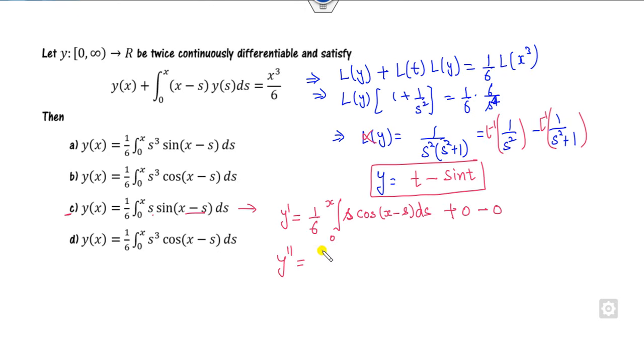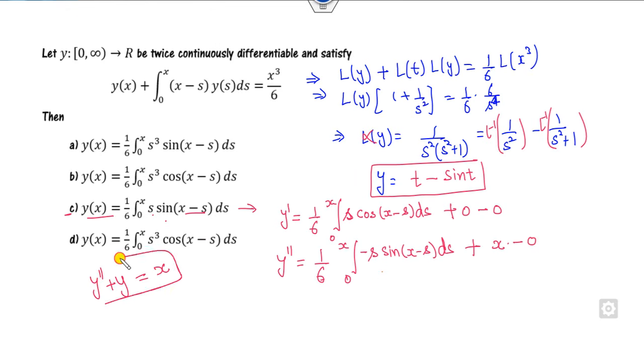Again take the second derivative with respect to x. This is minus sine x, plus, when you take the upper limit it will be x, cos 0 is 1, and 0 will be 0. Now this is my y, this is my y dash. So if you add them, you can see this number will be cancelled out. It will be x. Fine.